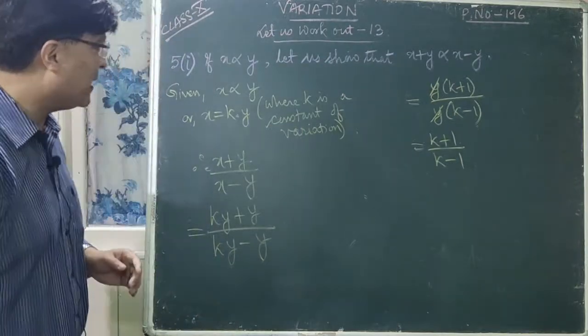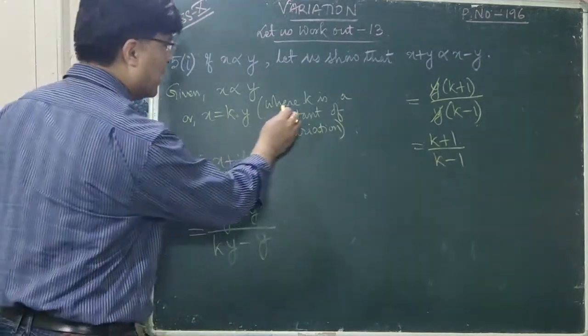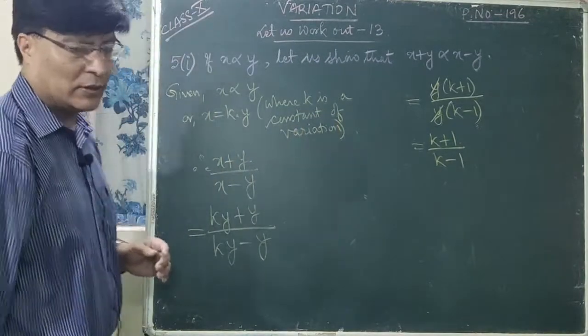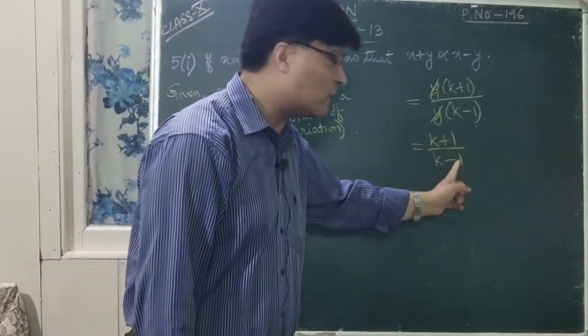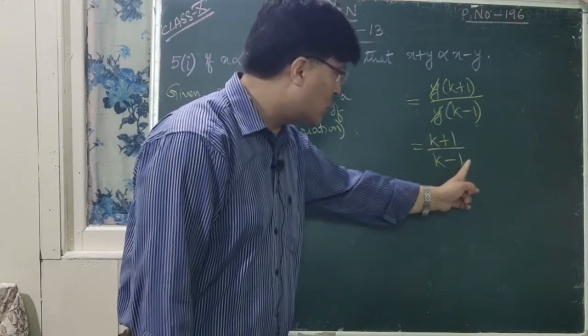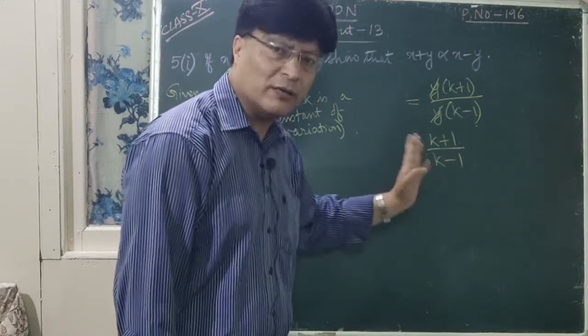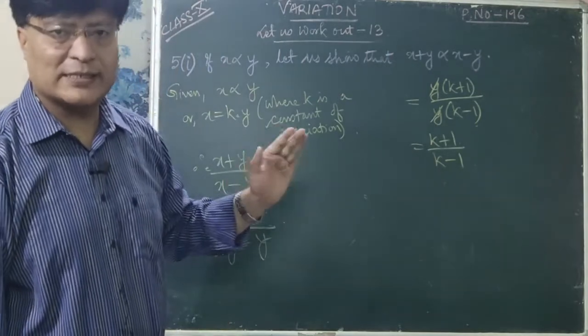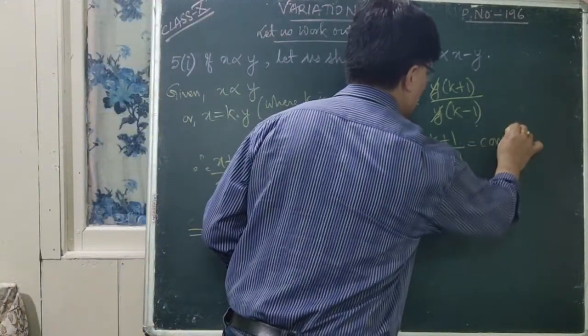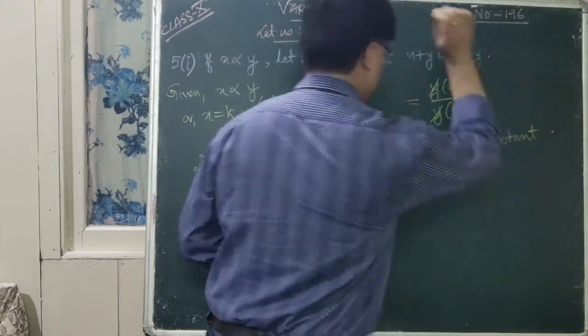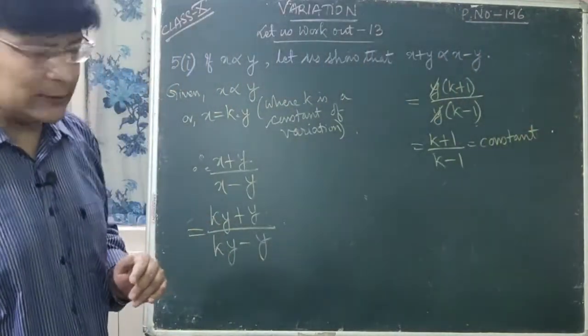So again हामीले यहाँ के लेख्यौ, where k is a constant of variation लेख्यौ. तो यो k plus 1 upon k minus 1 छ यहाँ, यो plus 1 पनि constant हो, minus 1 पनि constant. But the whole this term is constant because it is free from x and y. Okay, so which is equal to, you can write here as constant. So I think you have understood it.